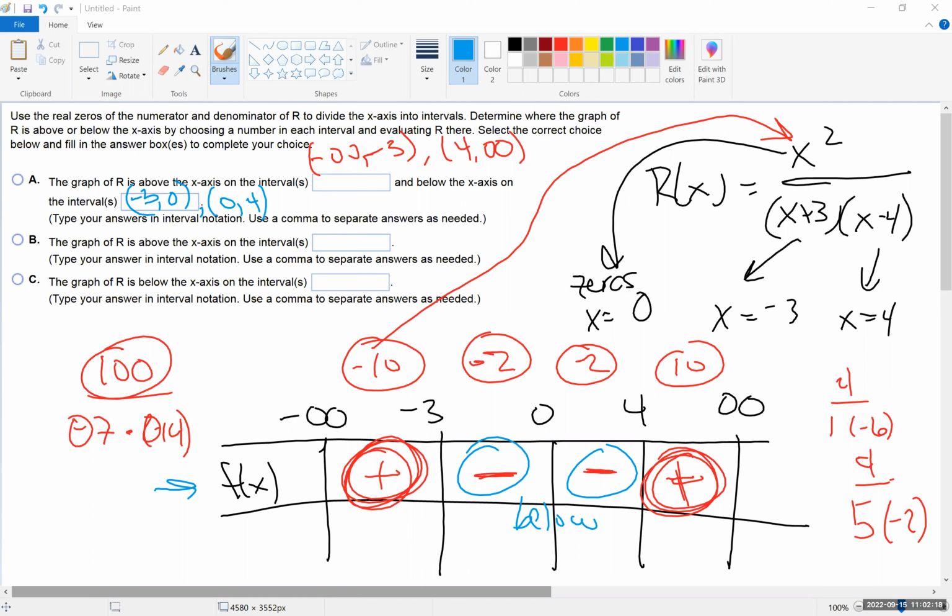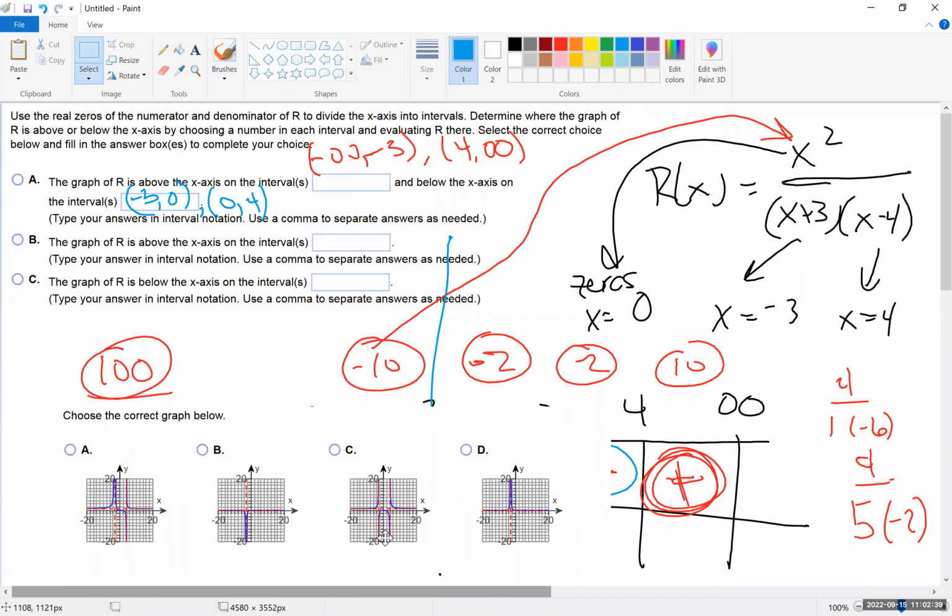All right, determine the behavior. No, wait. We did that. Oh, the graph. We just got to do the graph now. Here we go. So now we want to know what the graph looks like. Here we go. Let's paste it. Which one of these is the graph?